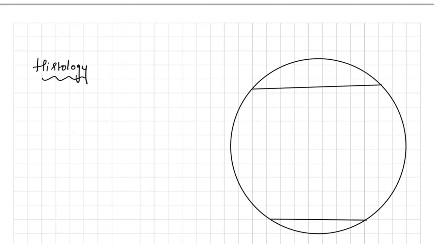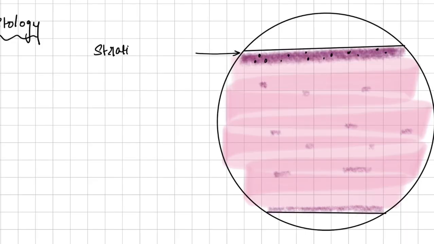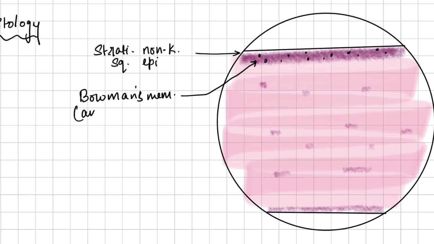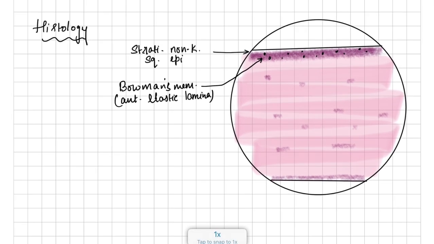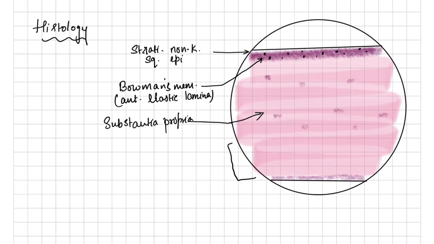Now we look at the histological structure of the cornea. We see the outermost layer first. First we'll see the epithelium present, that is stratified non-keratinized squamous epithelium. The second layer is Bowman's membrane, sorry, not capsule. This we'll call the anterior elastic lamina. There is a posterior elastic lamina which we'll discuss a bit later. The portion present in between is substantia propria, and the part of substantia propria at the lower portion is known as the predescemet's layer.